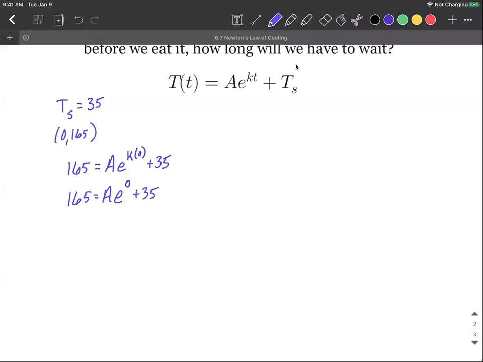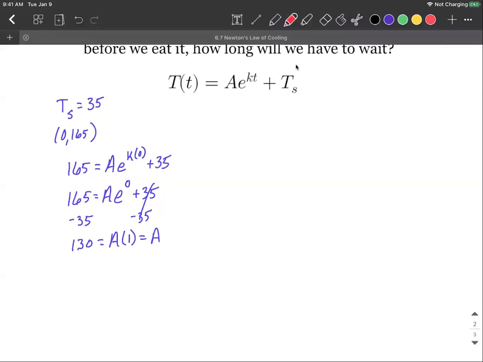So let's go ahead and subtract 35 from both sides. Our goal here being solve for A. So we have 130 equals A times, well, e to the 0 power, anything to the 0 power is going to be 1. So we can say A has to be 130. And A is going to be this constant. It's going to be 130 for the rest of this.